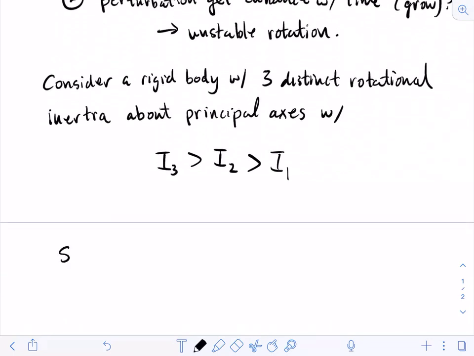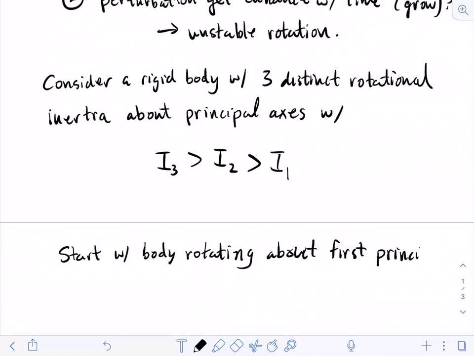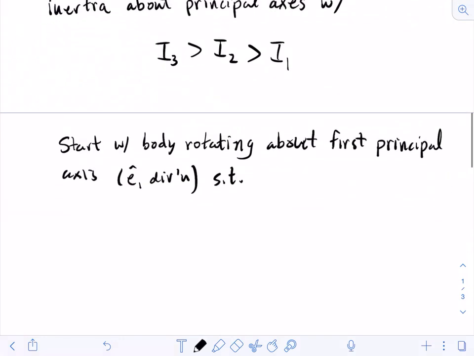Okay, so we start our analysis with a body rotating about the first principal axis. So this is going to be rotating about the E1 hat direction. And if that's happening, then omega is just equal to a single component in that direction.